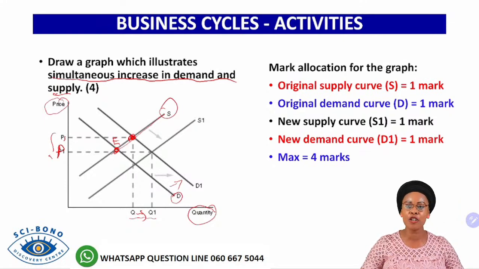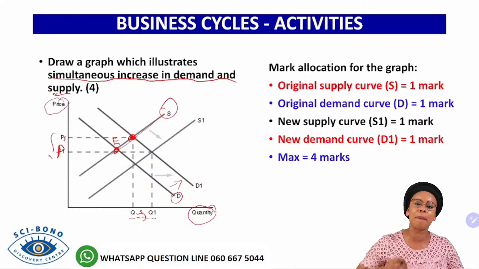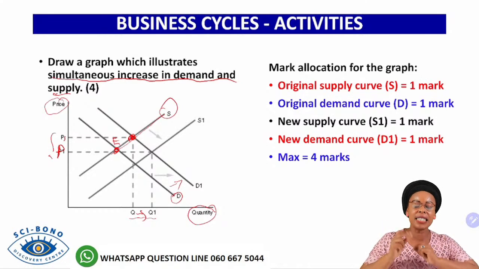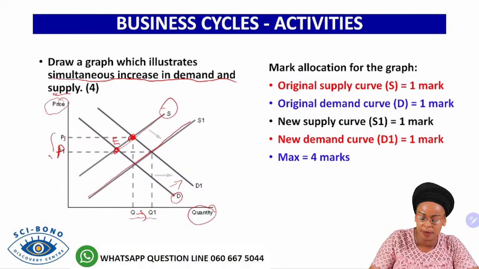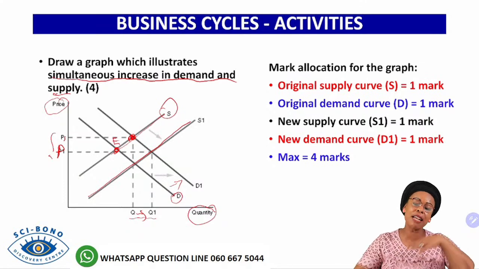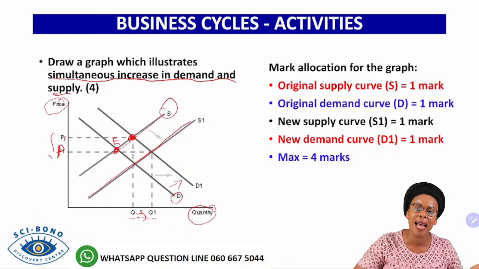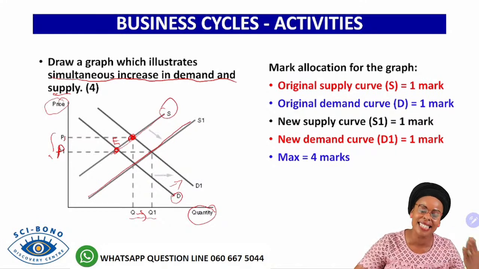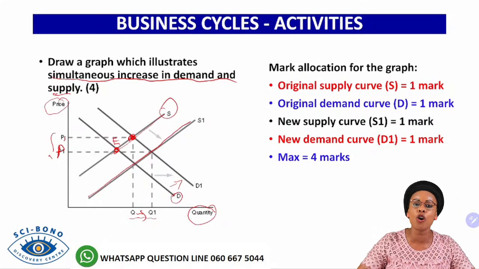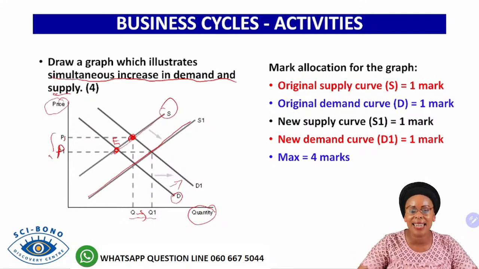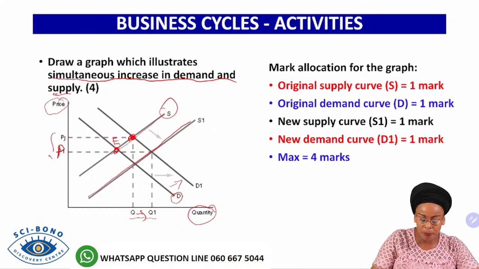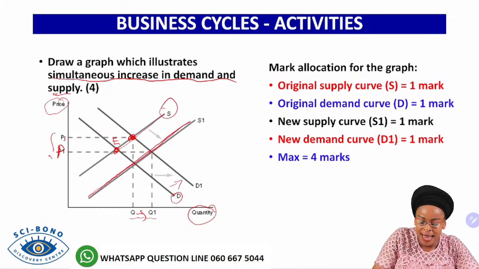But in this scenario, we want you to plot another supply curve to show that both have shifted simultaneously. Then your supply curve should also shift to the right. Remember, if the supply curve shifts to the left, there is a decrease in supply. If the demand curve shifts to the left, there is a decrease in demand. But in this scenario, we want both supply and demand to increase. Always remember that when they increase, they shift to the right. So this will be our new supply curve.